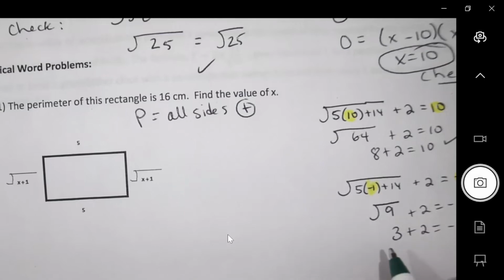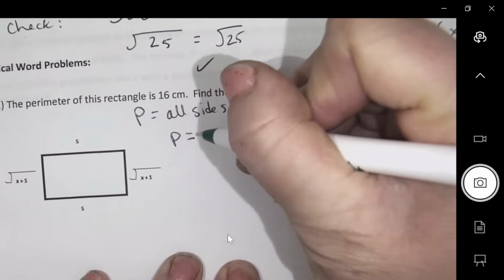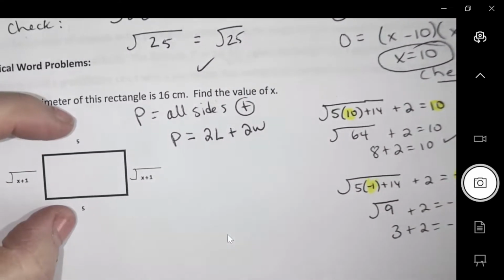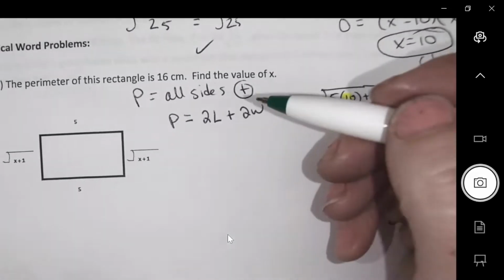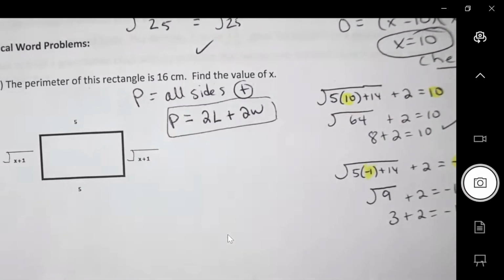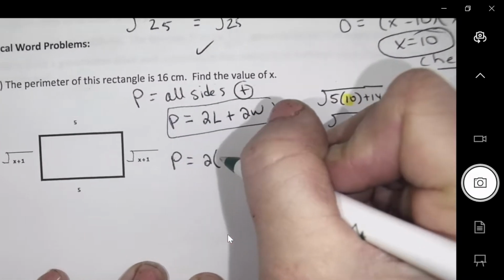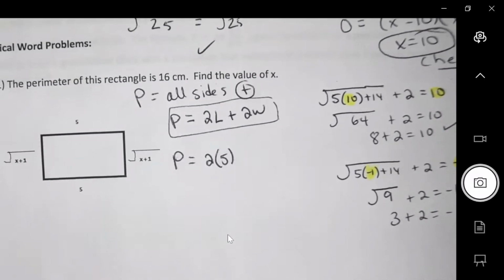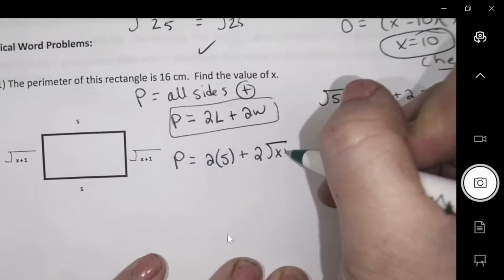Okay, on a rectangle, I'm going to shortcut it. A perimeter on a rectangle would be 2 lengths plus 2 widths, because those are the same and those are the same. Alright, so I know that about perimeter. So here I go. Perimeter equals 2 lengths of 5, so the 5 and the 5, plus 2 widths.